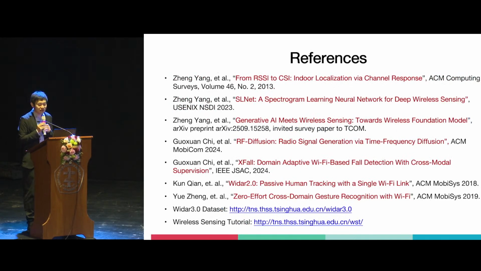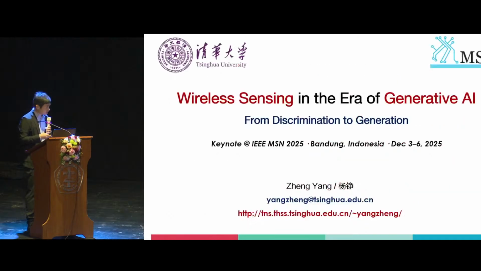So here are some of the key references cited in my talk today. And the final words: we believe that with generative AI, wireless sensing can move from single-task discriminative sensing to a more unified and intelligent generative understanding. So that's all for my talk today. Thank you very much for your listening.